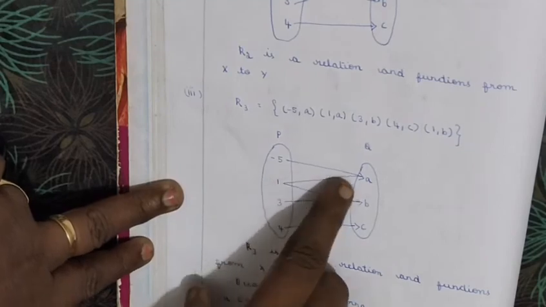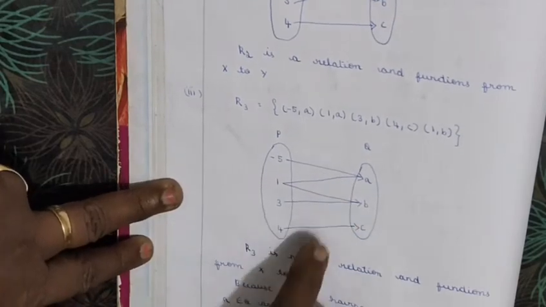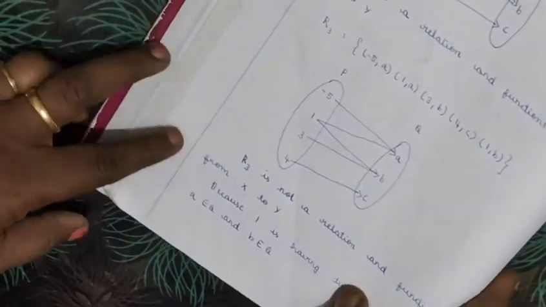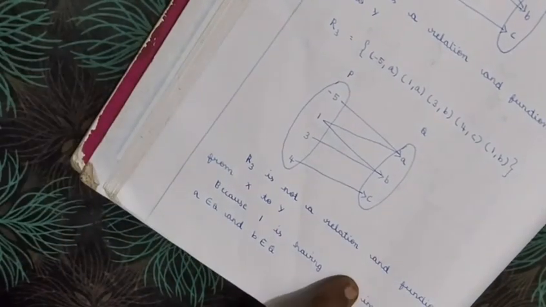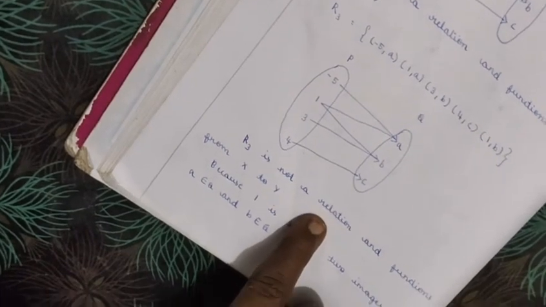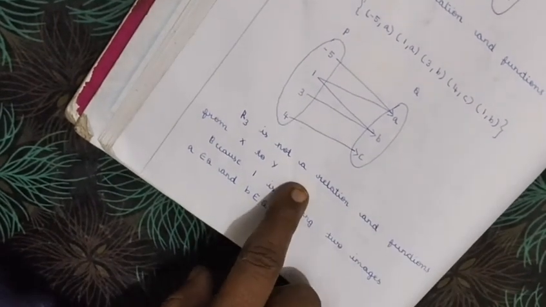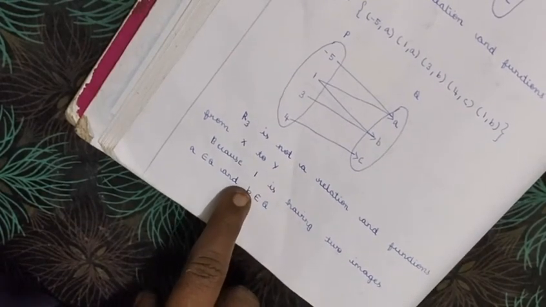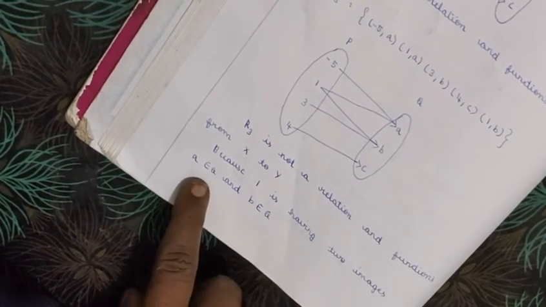Okay. Now here 1 is having two images. So the relation R3 is not a function from x to y. Reason: because 1 is having two images.